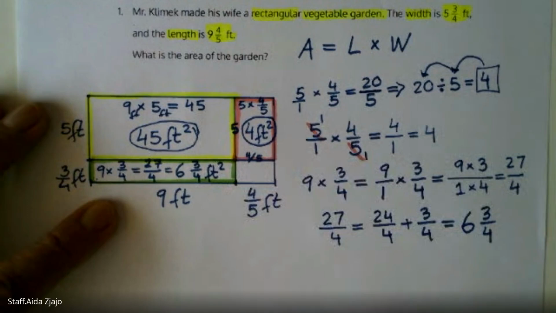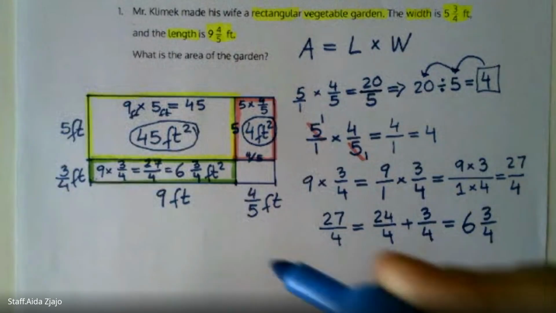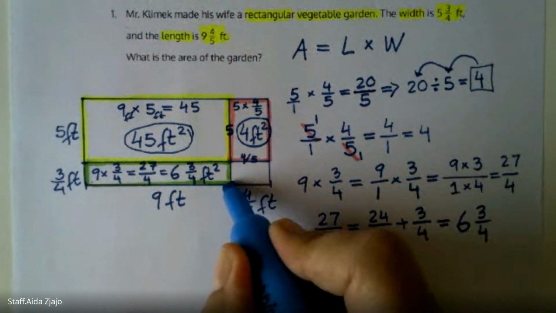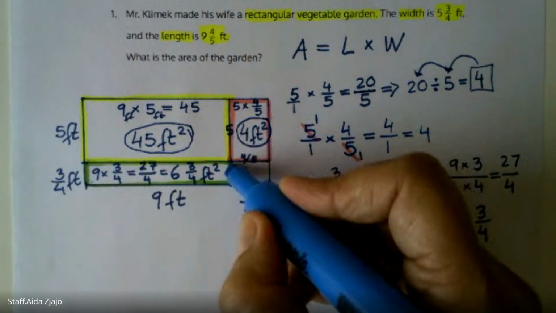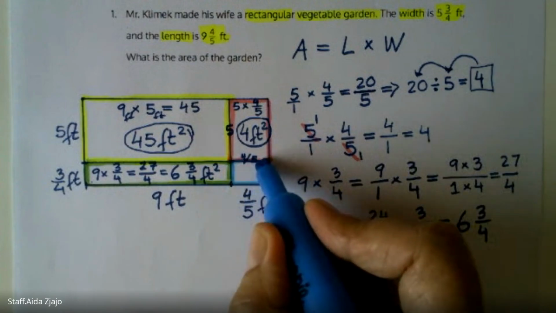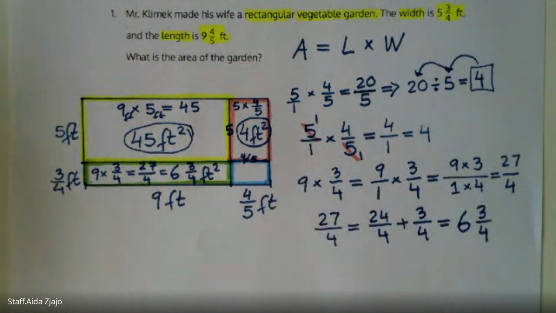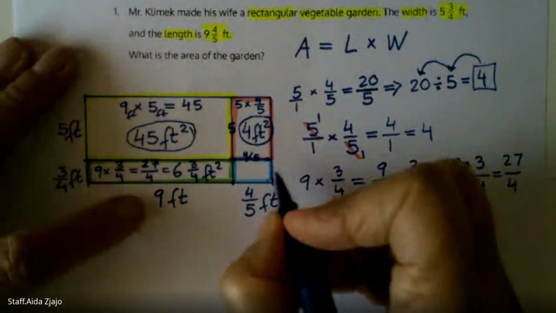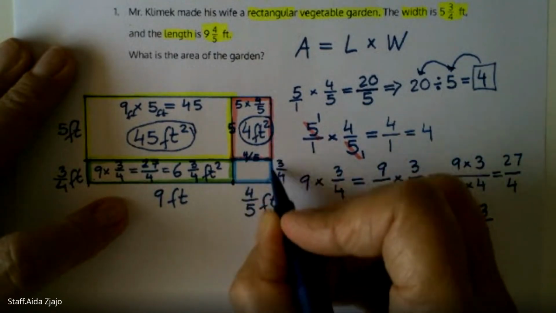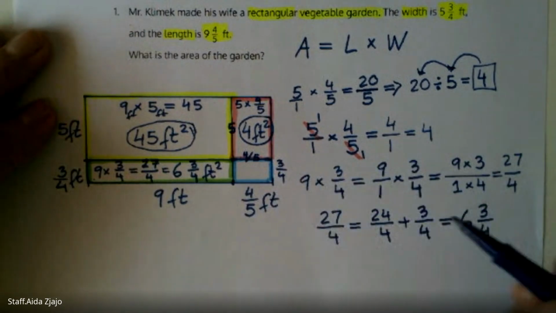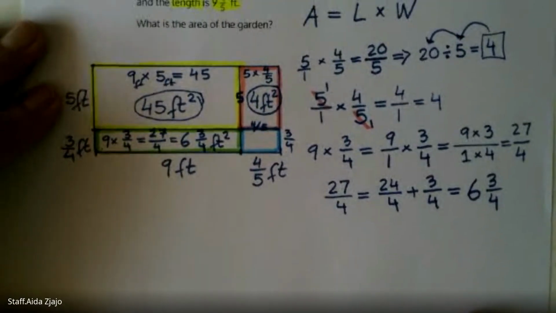Now the last would be this area right here. This is 4/5 and this is 3/4. So I can think this way to write this down: 4/5 times 3/4. And then I can do that right here, that you can see. Hold on.